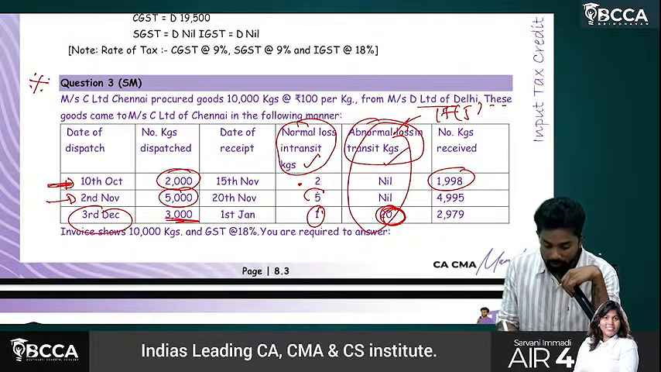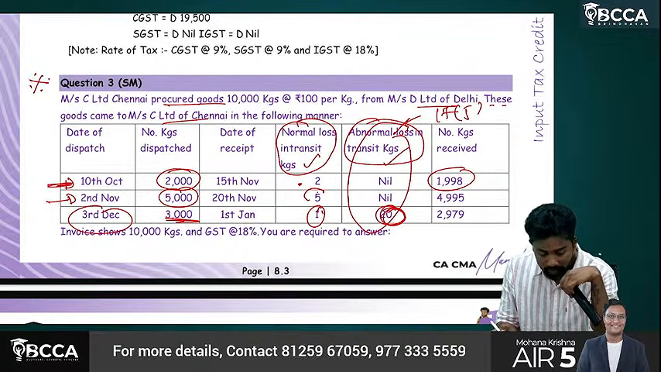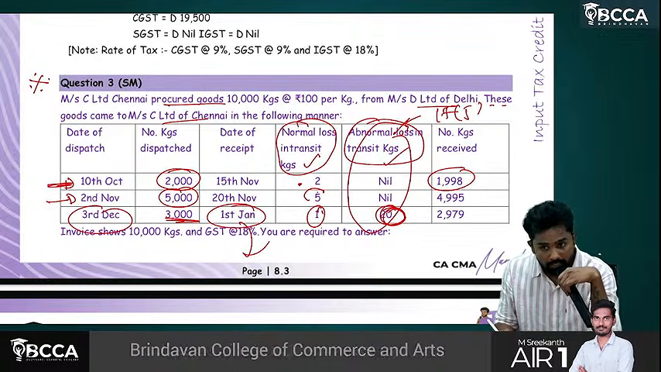Sir, here what happened? Goods were sent in lots. You can avail ITC only on receipt of what? Last lot. When is it received? 1st Jan. So on 1st Jan only you can avail ITC.